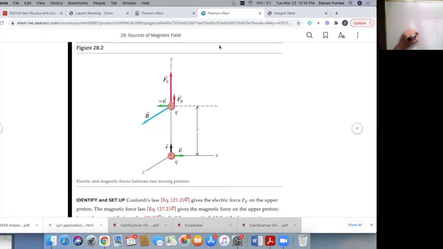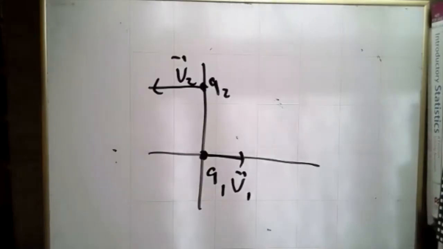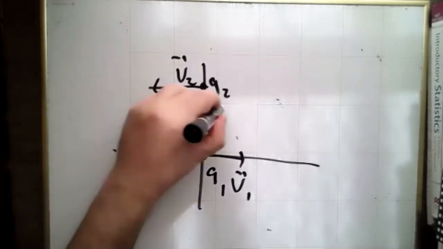Okay, so I've got this guy moving in this direction. I've got another charge here. I'm going to label these Q1 and Q2, call that V2, V1. This guy's going to feel a force from the electric field and the magnetic field caused by him. We don't care about that right now. All we're worried about is what happens to this guy.